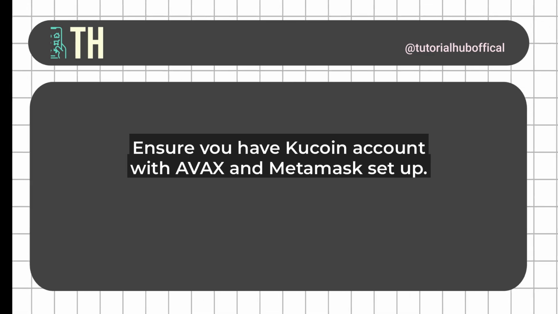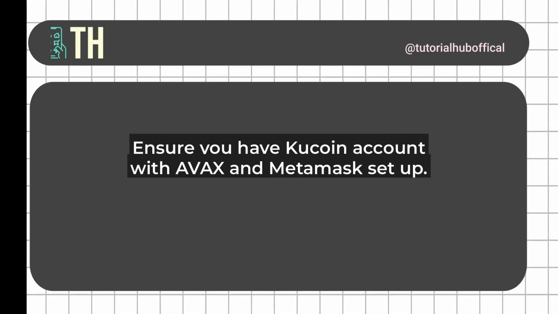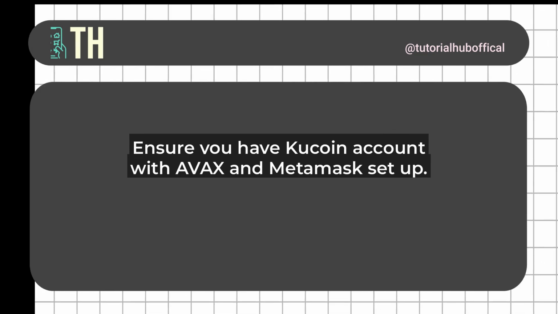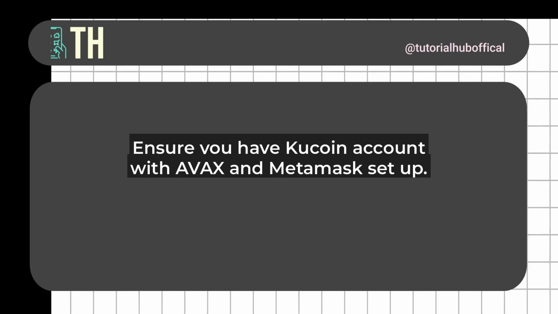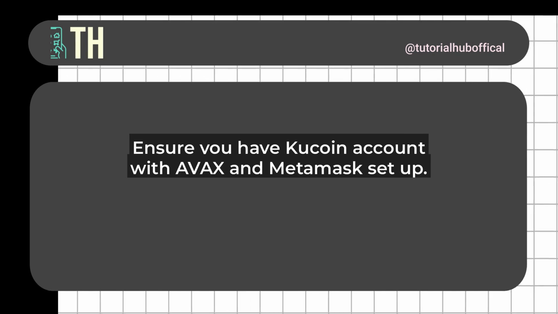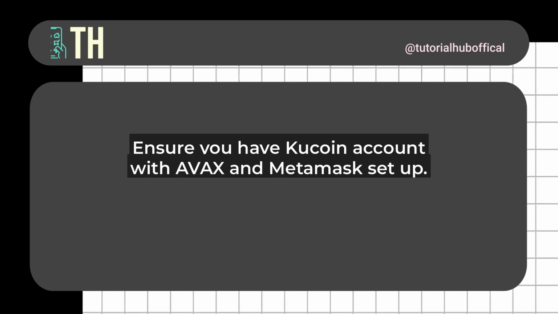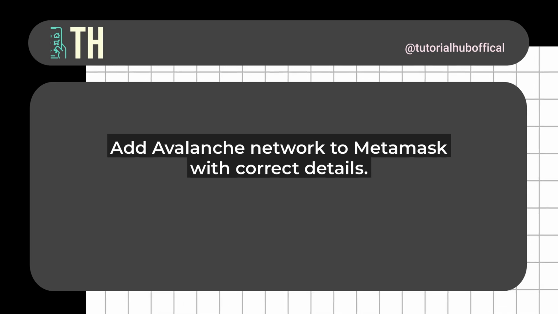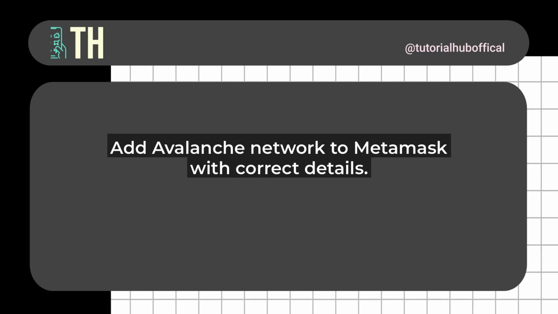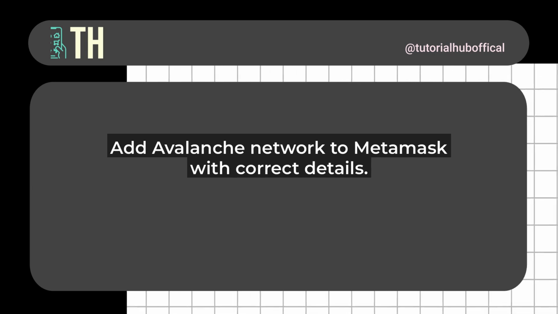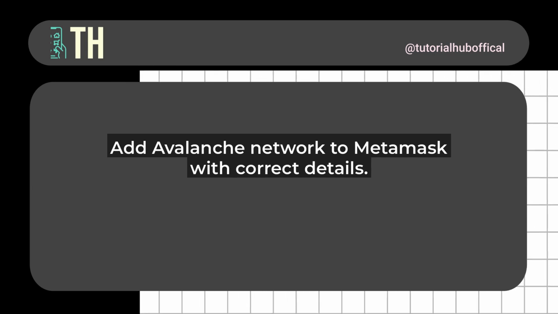Let's get started. First things first, make sure you have everything set up. You'll need a Kucoin account with some AVAX in it, and Metamask installed on your browser or mobile device. If you haven't added the Avalanche network to Metamask yet, that's step 1. Open Metamask, click on the Network dropdown, and select Add Network. Enter the Avalanche mainnet details.